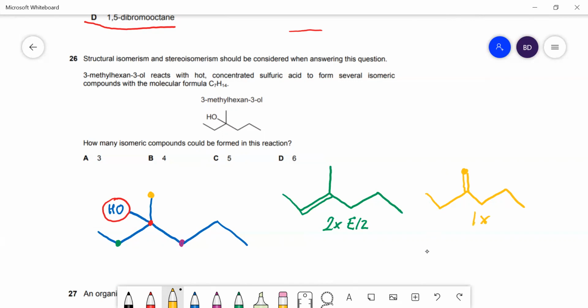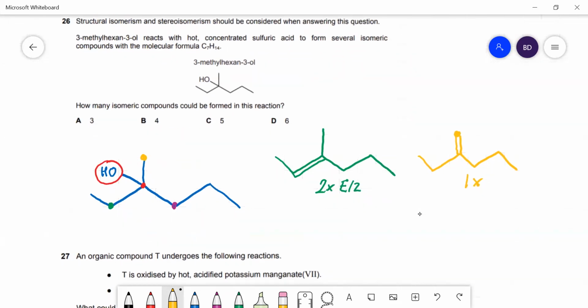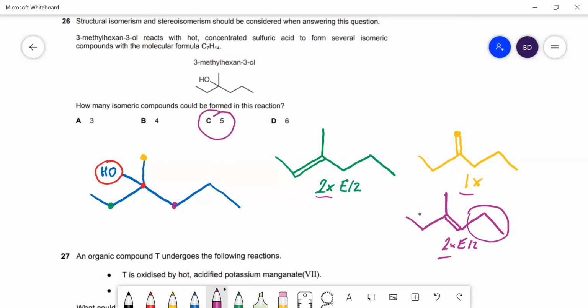And now let's do the purple. If we remove the hydrogen from the purple carbon atom, you're going to get this. We're going to get the double bond there. Now that can also exist as 2 E/Z isomers because this big group here could be on the other side, couldn't it? So that's 2 times E/Z for that. So we've got 3 structural isomers, and 2 of those can exist as E/Z. So 2 plus 1 plus 2 makes 5 isomers. So our answer is C.